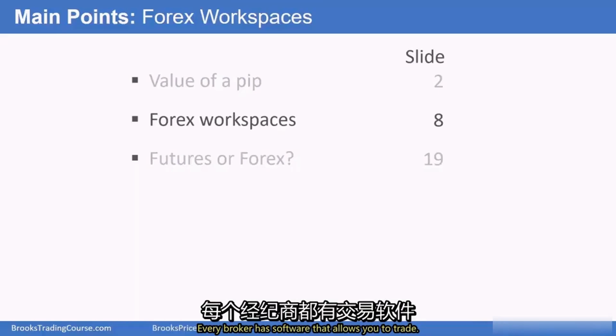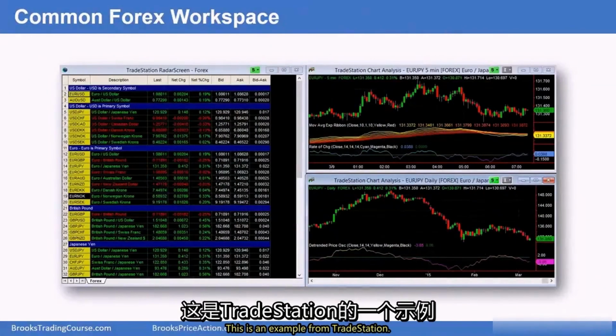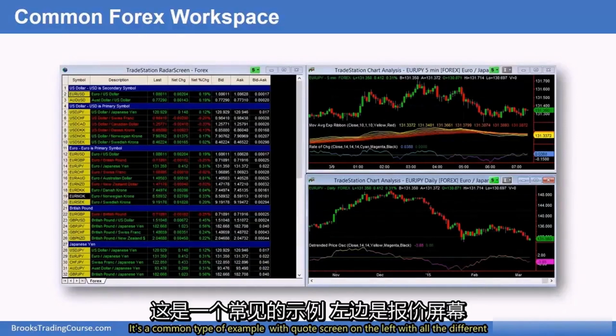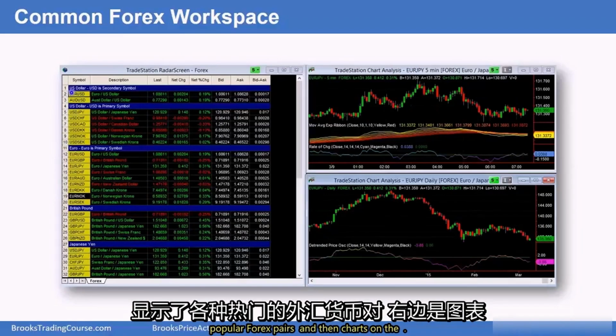Every broker has software that allows you to trade. This is an example from TradeStation. They no longer offer Forex trading. It's a common type of example with quote screen on the left with all the different popular Forex pairs and then charts on the right.